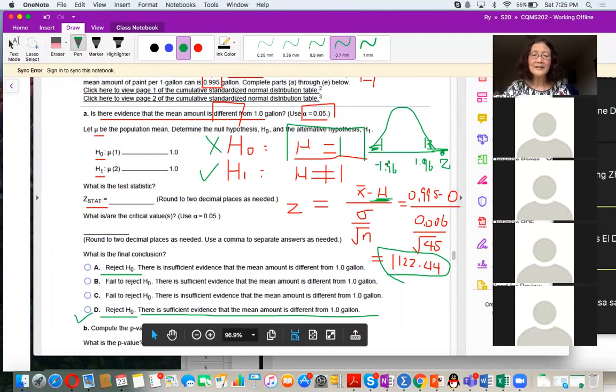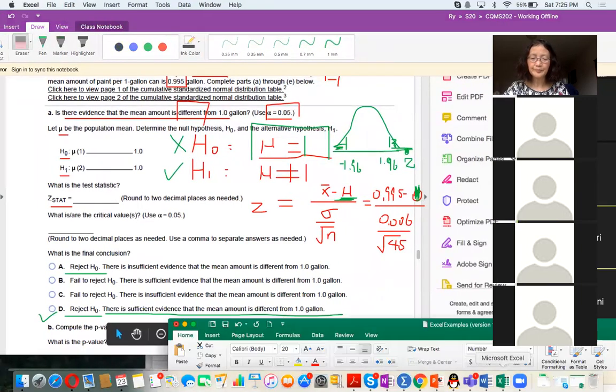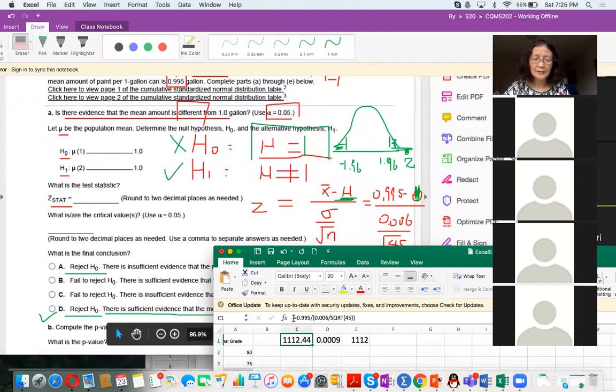Mu is one. So this is one, we have to recalculate this number. Okay, so I'm going to erase. Mu is one, mu is not zero. I never see a Z value that big. So 0.995 minus one, bracket, divided by that. -5.59, double check. Yeah, correct, -5.59.